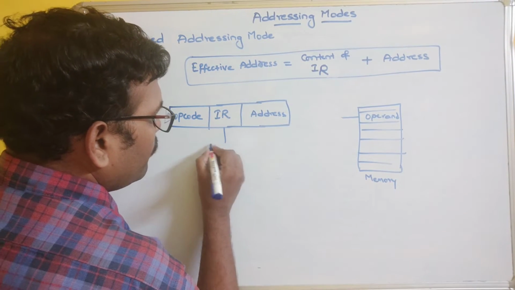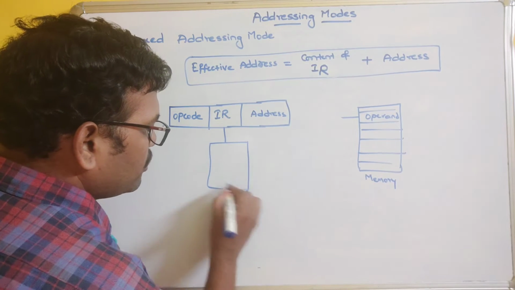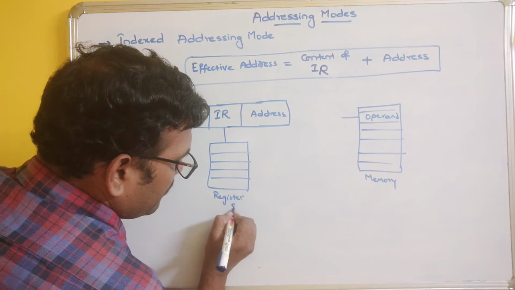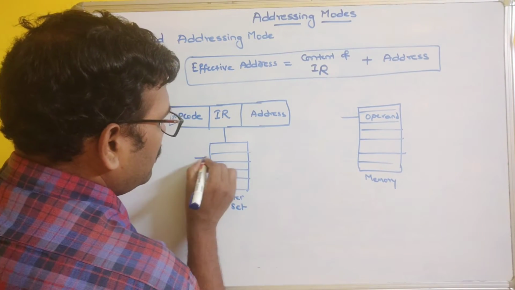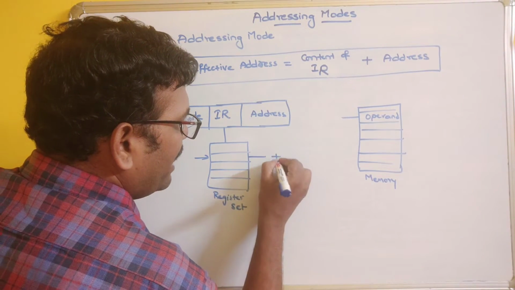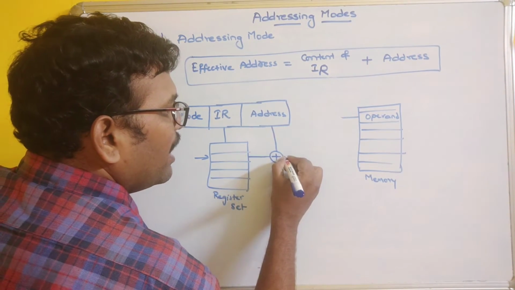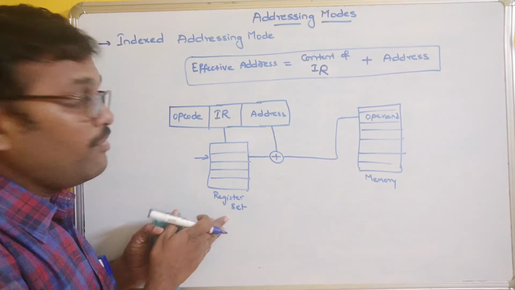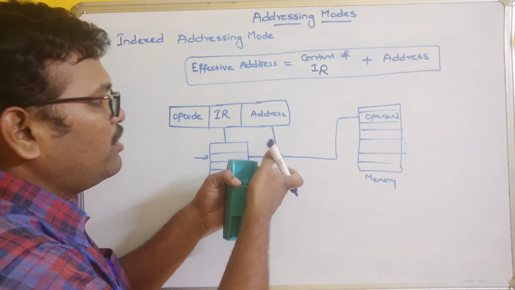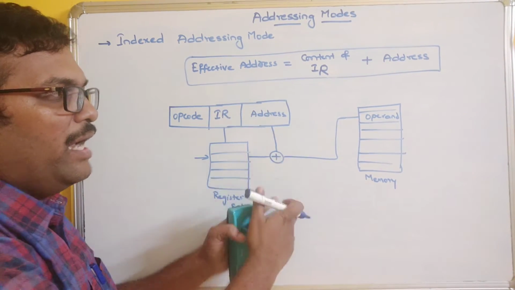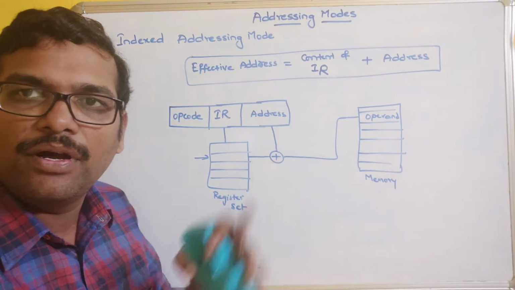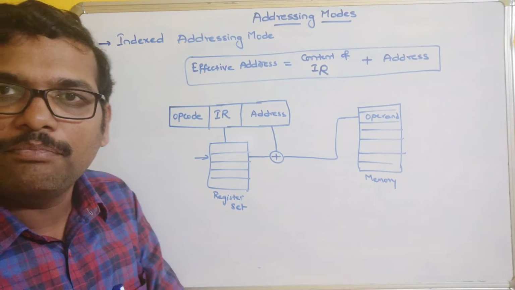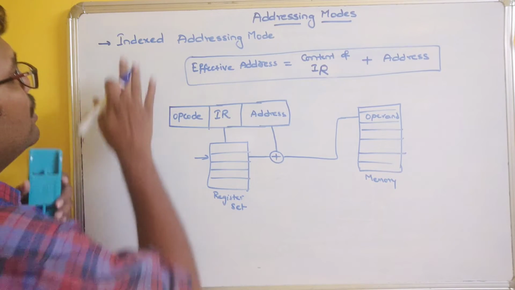So here we'll be having some register set. So the complete content of registers will be here. So register set, and for example, this is a pointer. So this will be added with the address, and finally we'll get the operand, that means effective address. So this is the register set. From here, that will be added to the address of the instruction, and that refers to the operand of memory. So this is called the indexed addressing mode.